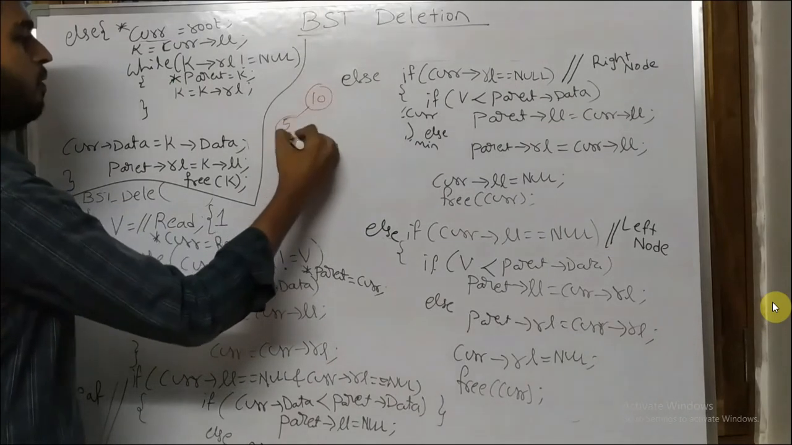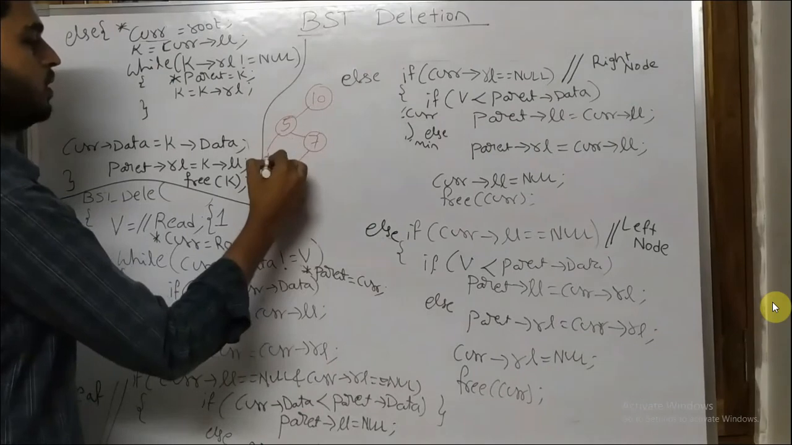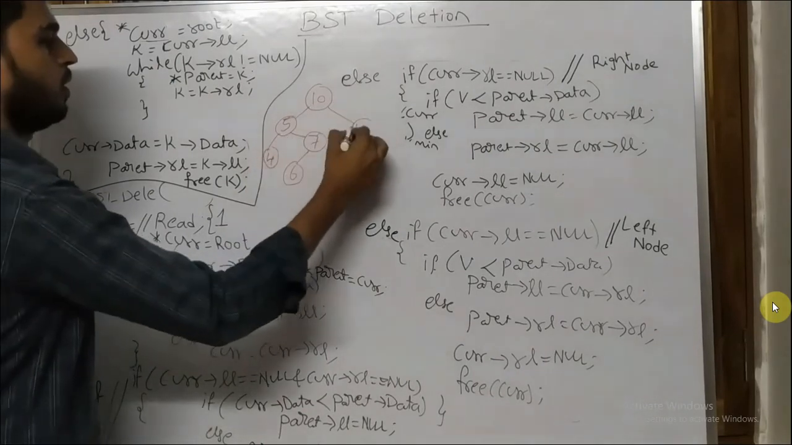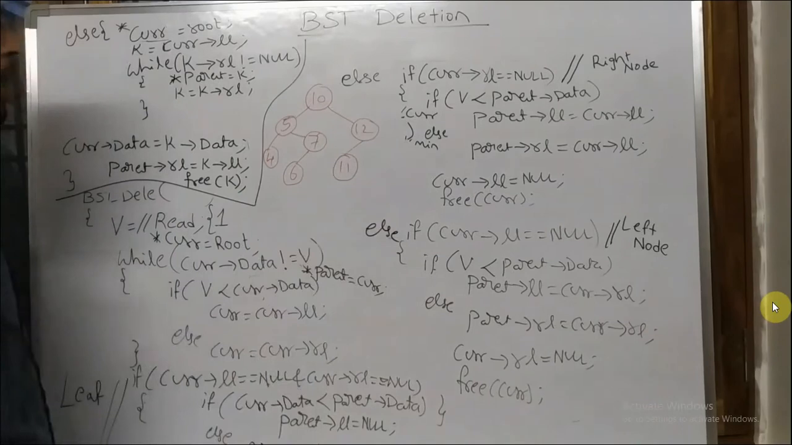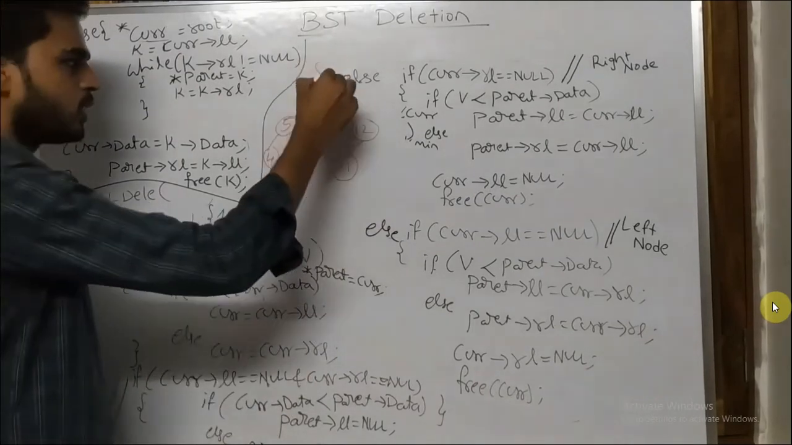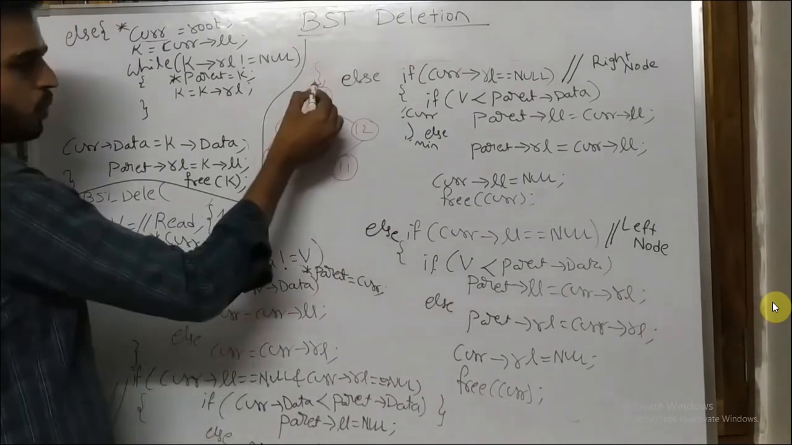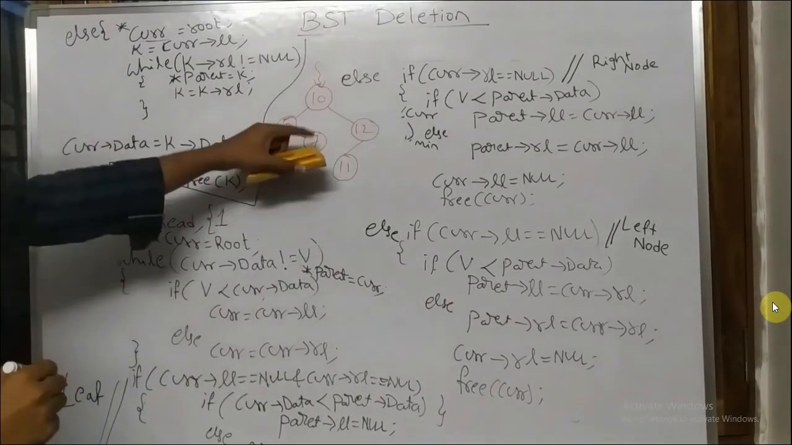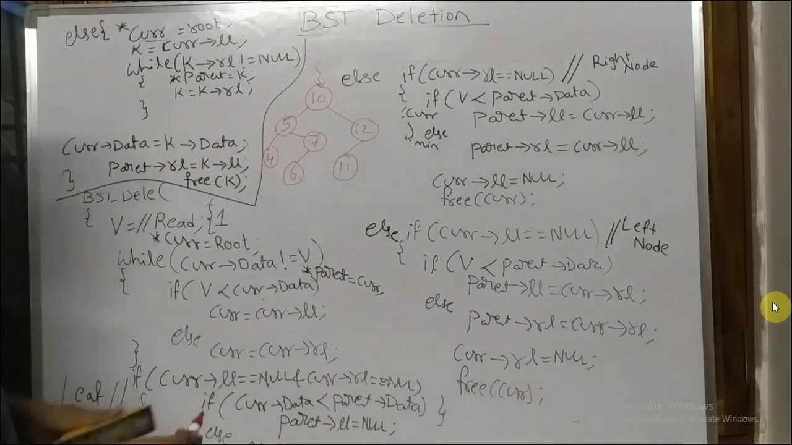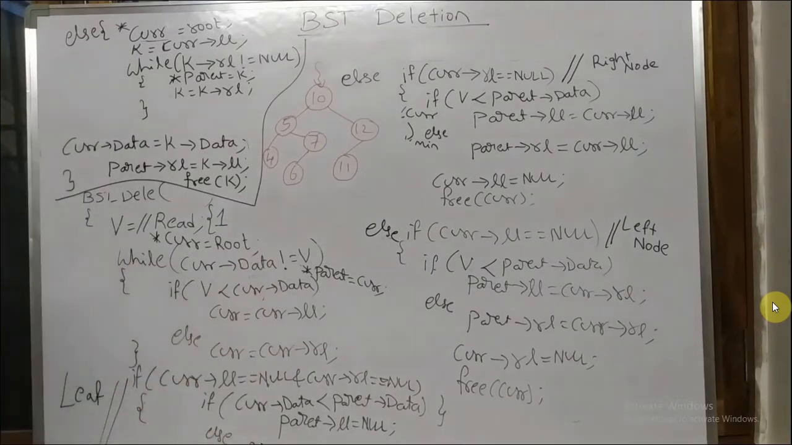Then 5, 7, 6, 4, 5, 11. For example, I want to delete this node, the root node. Then what am I going to do? I am going to traverse completely to the root node.